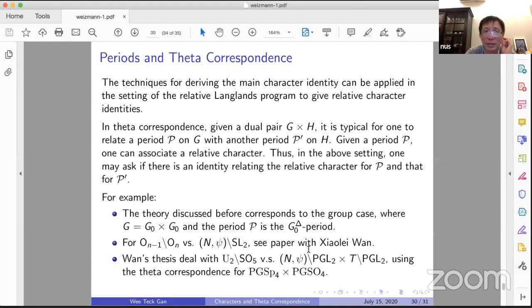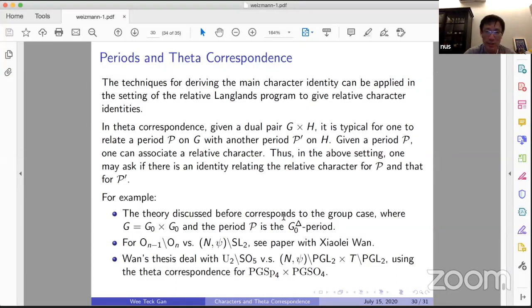Maybe this slide you mean? Yeah. So okay, this slide I said that whatever I'm doing for this talk actually works more generally in the setting of the relative Langlands program. And the point was that when you have a dual pair, it's typical to have a relation of a certain period on G with another period P prime on H. With any such period, which means some invariant linear functional, you can have a relative character, and you can then ask whether relative characters are respected by theta correspondence.